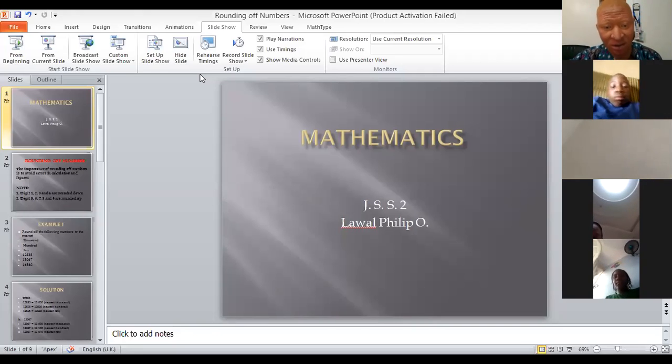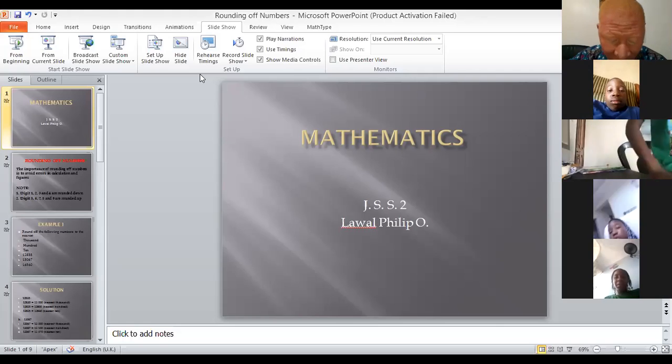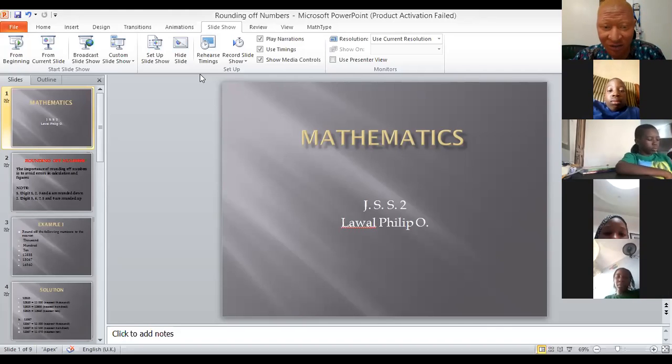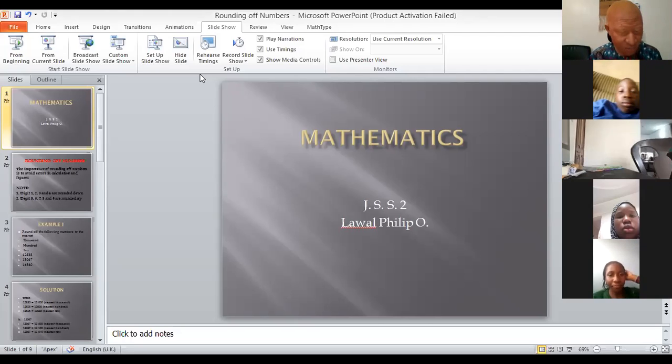Right, so my name remains Lawal Philip O, and today we're going to be talking about rounding off of numbers, and we're going to briefly look at significant figures, and if time permits, we can go as far as checking decimal places. It is the topic in chapter 2 of your textbooks. For those that have the textbook at home, you can check chapter 2, rounding off numbers. We're talking about significant figures and then decimal places. But we're going to start with rounding off of numbers.